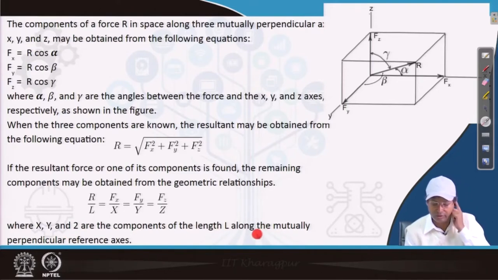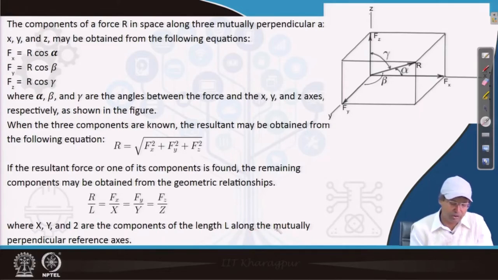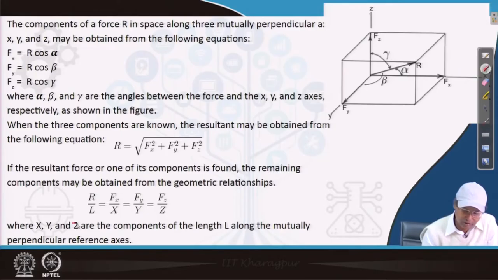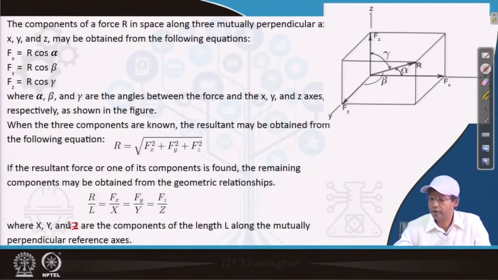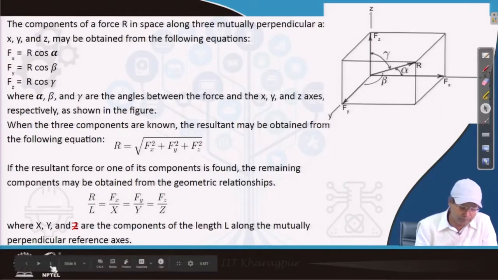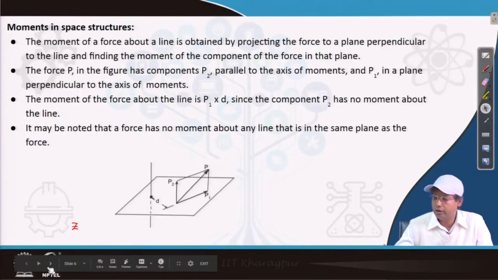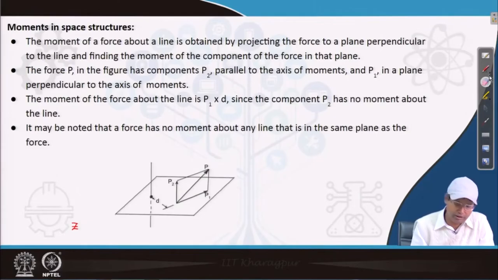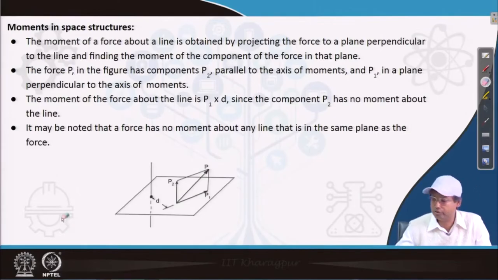l along the mutually perpendicular reference axes. Better we correct this here, this is z. Okay, how to take moment? Consider moment, that is really an important issue we need to learn.